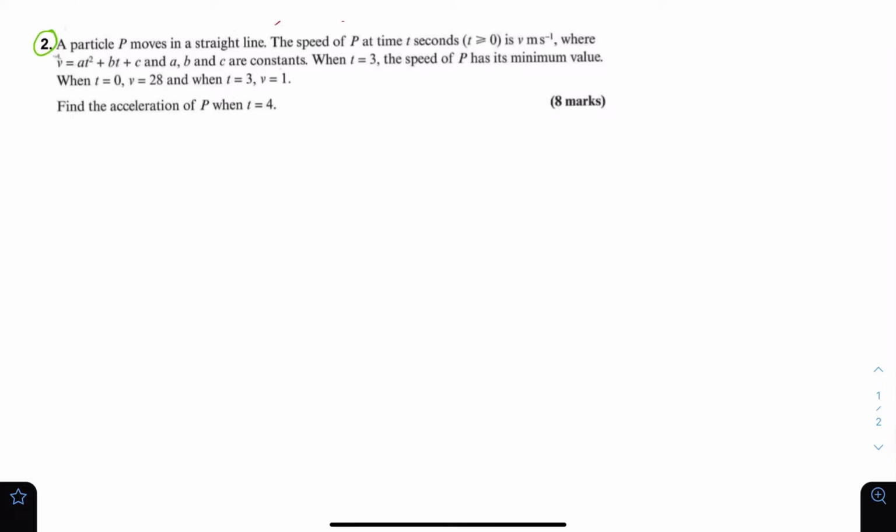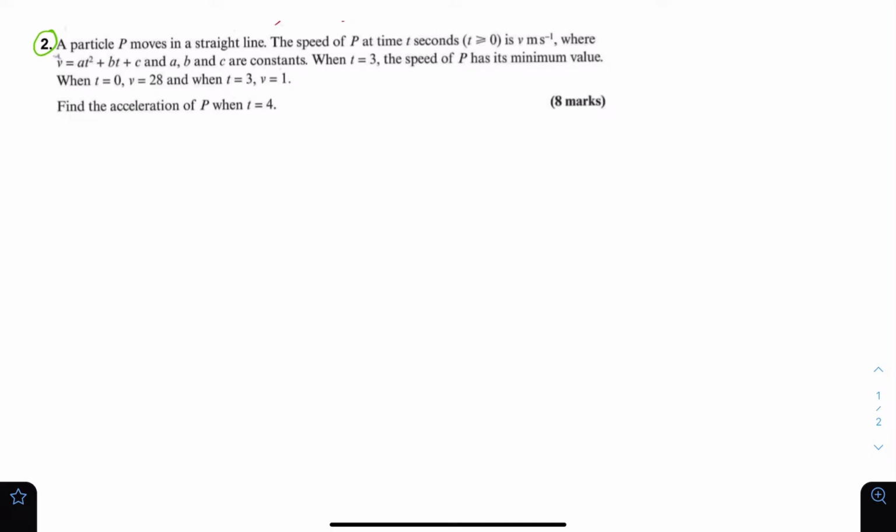Okay, so let's take a look at this question. A particle p moves in a straight line. The speed of p at time t seconds, where t is greater than or equal to 0, is v meters per second, where v is equal to at squared plus bt plus c, and a, b, and c are constants. When t is 3, the speed of p has its minimum value. When t is 0, v is 28, and when t is 3, v is 1. So we have to find the acceleration of p when t is 4, and this is 8 marks.